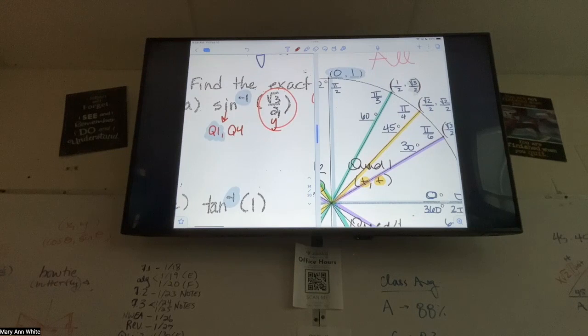Pi over 3. You don't have to write down all this extra work like I did. You don't have to write the quadrants or the y. That's just helpful for me. The answer that all you really need to write is pi over 3.